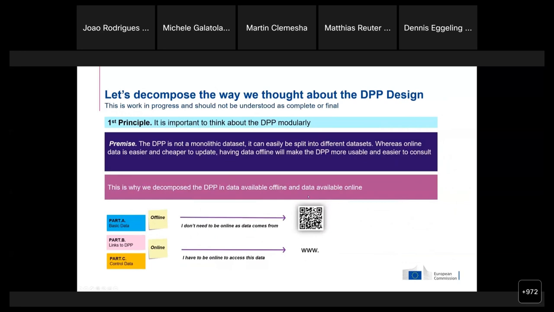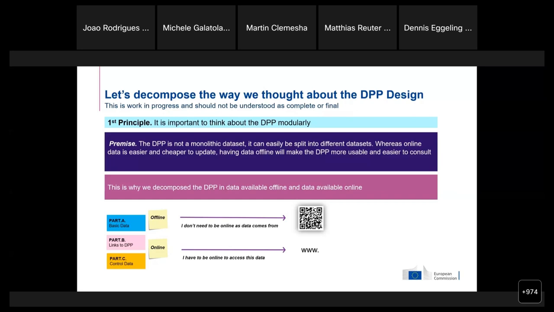So let's now decompose this user journey and try to have a common understanding of the initial work we have been trying to do here. On one hand, we talk about the DPP, but the way we see it is that the DPP should not be a monolithic data set. We should think about the DPP as a set of data sets, which means that we will be able to use the data carrier to have information that is readable offline, and also to contain the right links to information that is online. The information that is very basic and offline will be readable even if I have no connectivity.